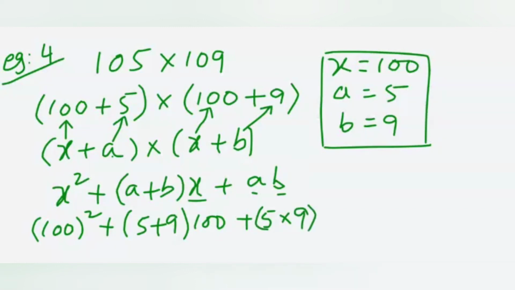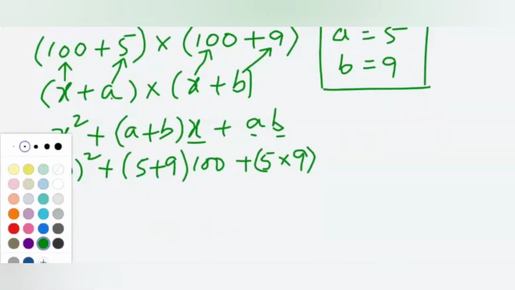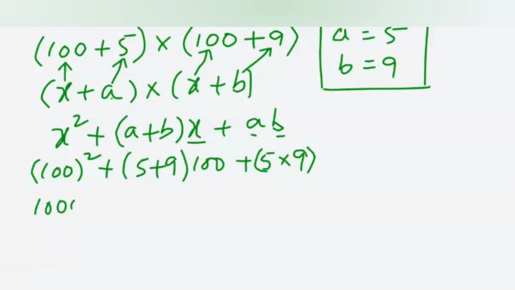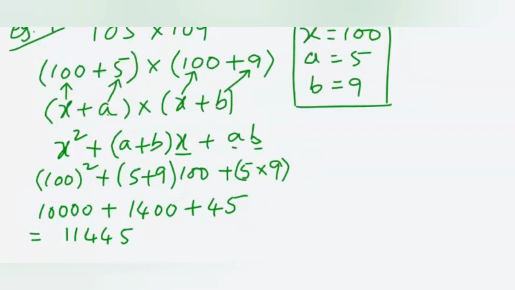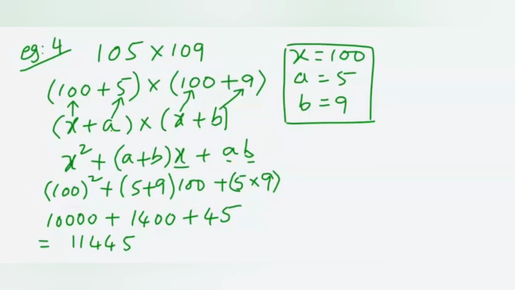Now continuing. 100 square means 1 followed by 4 zeros, 10,000, plus 5 plus 9, which is 14, into 100, 1400, plus 5 nines are 45. Now adding up all these numbers, we will get 11,445. So this is the answer, 11,445. In this way you can substitute the values and find out the answer. Thank you, students.